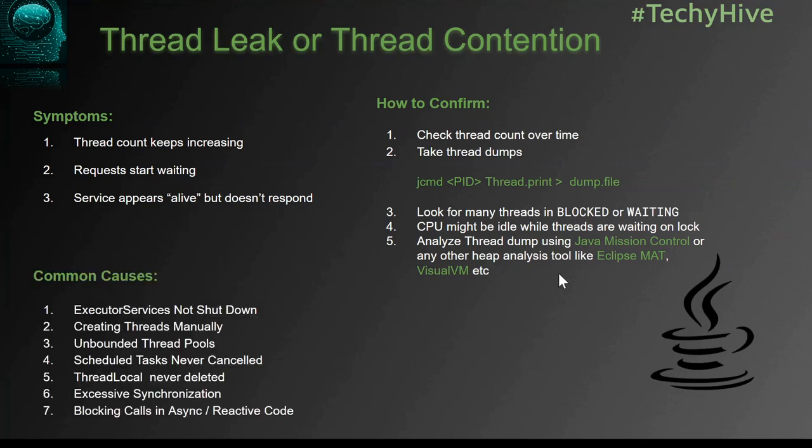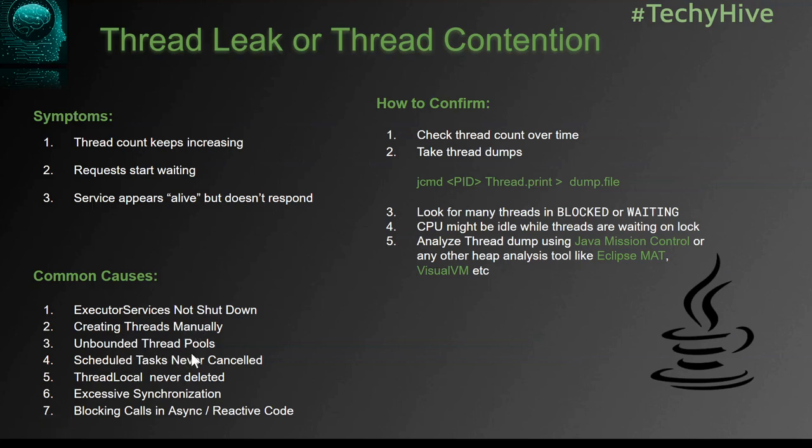And common causes of thread leak and thread contention are: executor service not shut down. Sometimes you use executor services and we forget to shut them down, and because of that, all of the threads remain alive. Creating threads manually. Sometimes we use the Thread class to create threads manually, but we forget to manage them properly. So it is recommended to use an executor service for creating and managing threads.